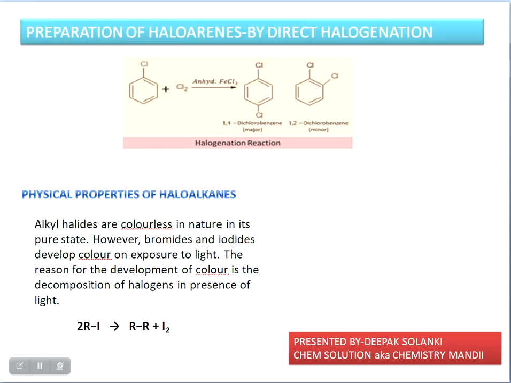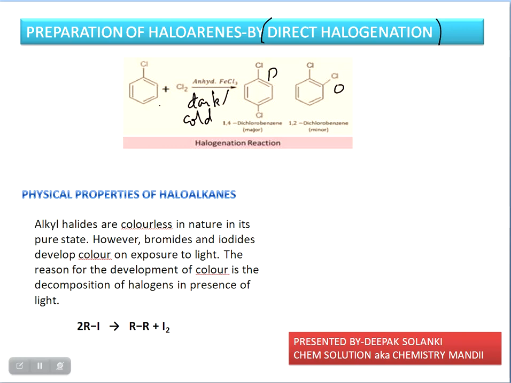Today we will discuss the next process of preparation of haloarene by direct halogenation, in which direct halogens are attacking the benzene species and two products are forming. One is the para product and the second one is the ortho product. It takes place in the presence of anhydrous FeCl3 in dark and cold conditions.